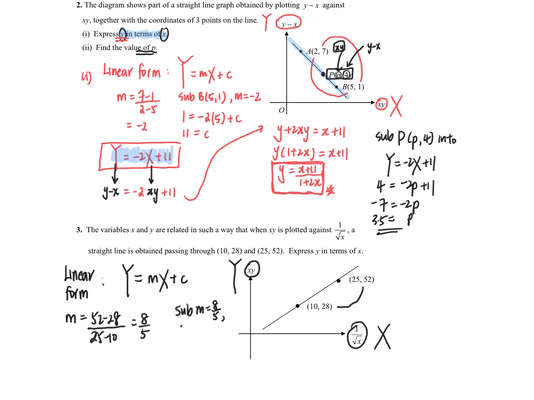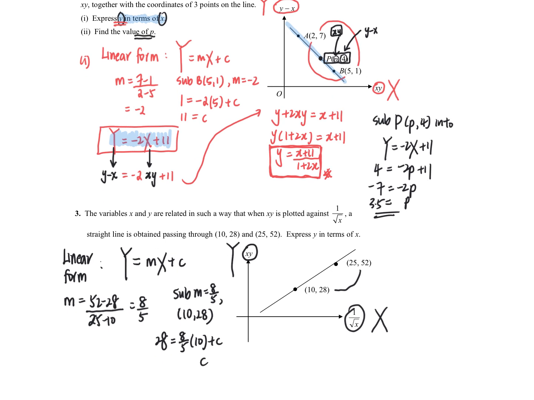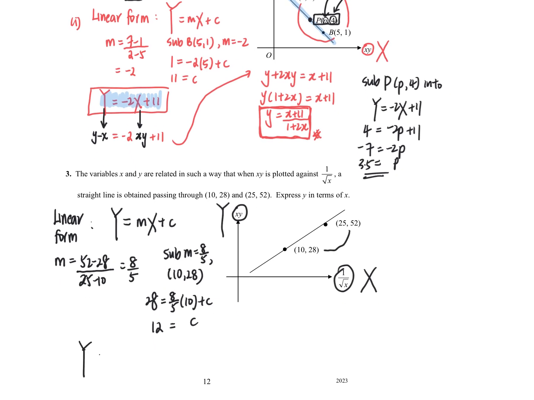Then you sub in gradient. You sub in 1 point, any 1 point that you prefer. So 28 is 8 over 5 times 10 plus C. So C will give you 12. Okay, so knowing that your linear form is this, this is your linear equation. Then they say find the original equation. That's all they want you to do. So find the original equation.